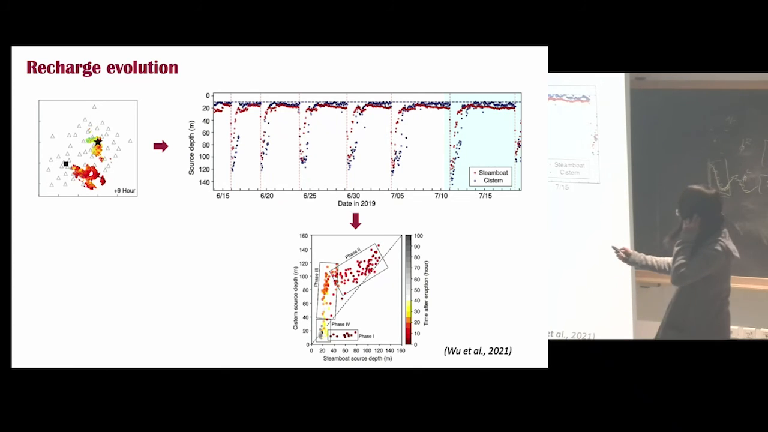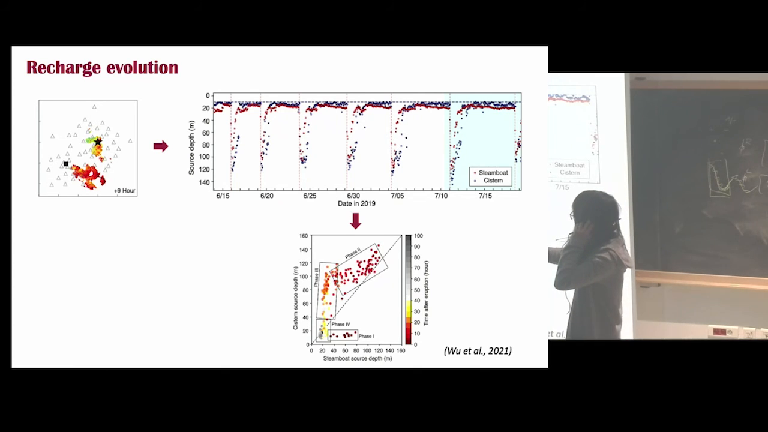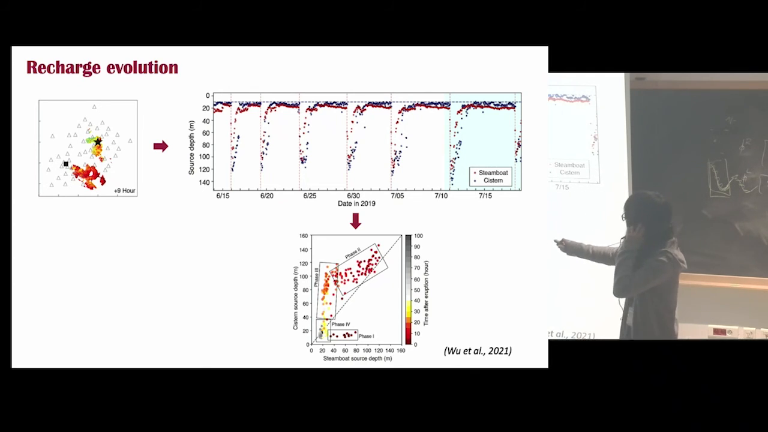So what we can do further is track the source depth as a function of time. This is the date, so this is the eruption. The red is the Steamboat geyser source, the blue is the Cistern source. Before the eruption it is shallower, similar to phase 4, and right after the eruption it drops to much deeper, 120 meters, 140 meters. But you might notice that they are never at the same level. At the same time, one is always deeper and one is shallower. The migration time back to the shallow is also different.